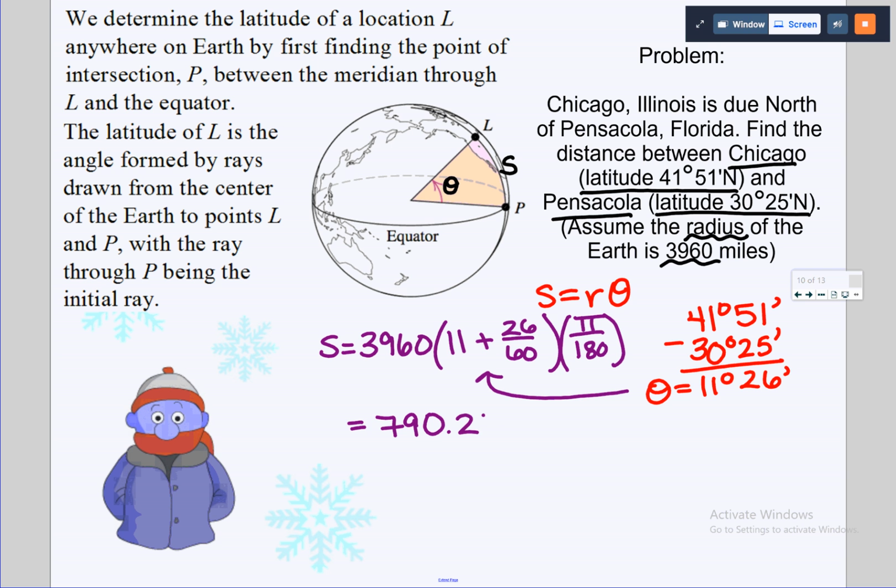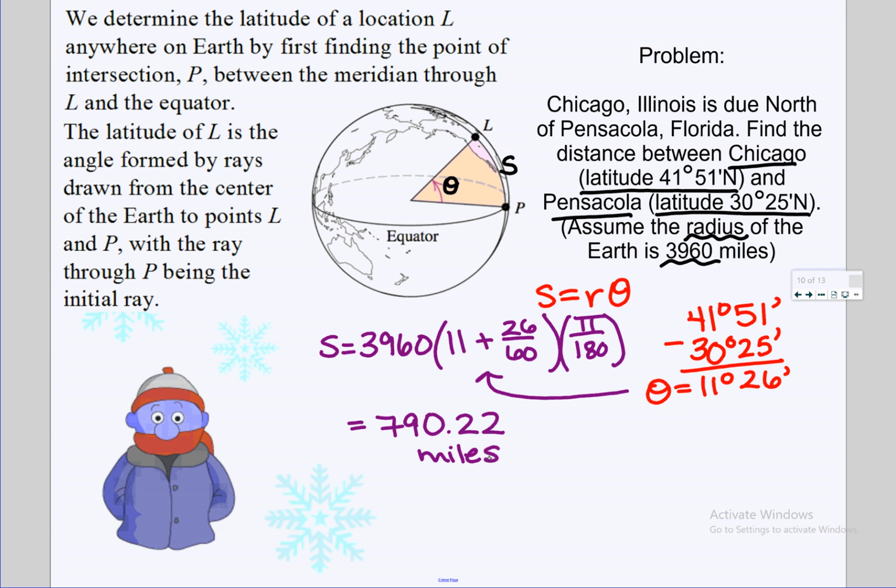790.22. Yeah. What would I label this? My distance is measured in what here? Miles. Yeah. Okay. You're going to see one like that on Math Excel. Do you have questions there on that one?